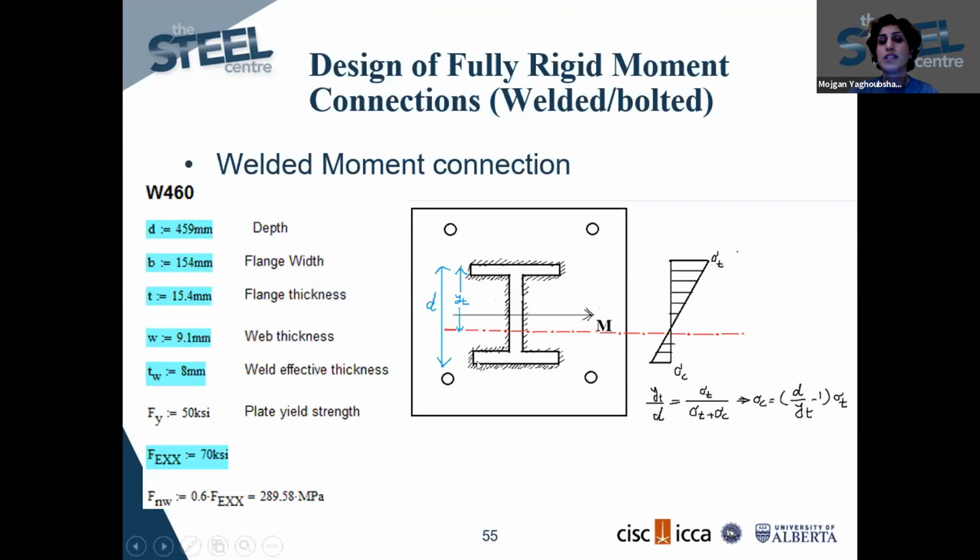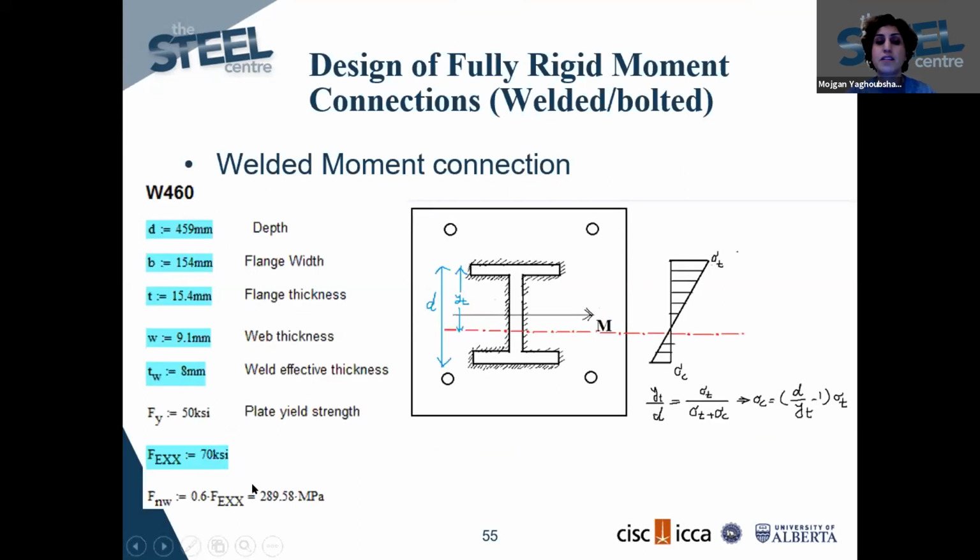So below the neutral axis, both the welds and also the W-shaped profile would participate in transferring the load. And in the tension part, it is only the weld that participates in transferring the load.